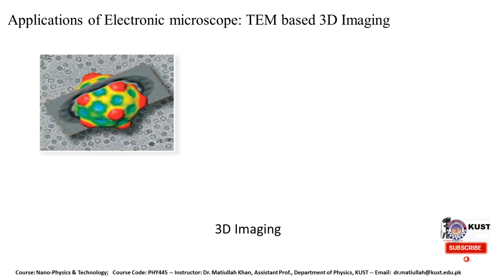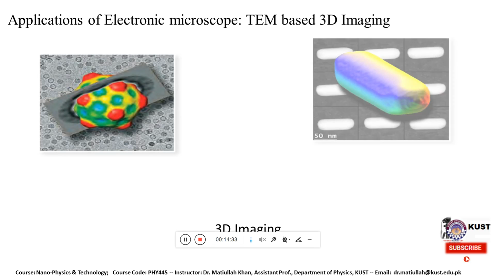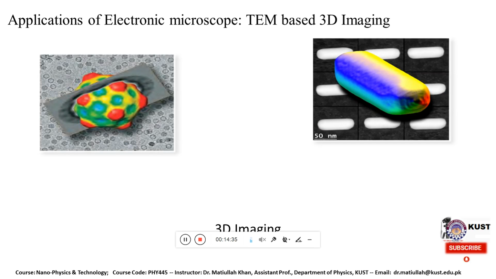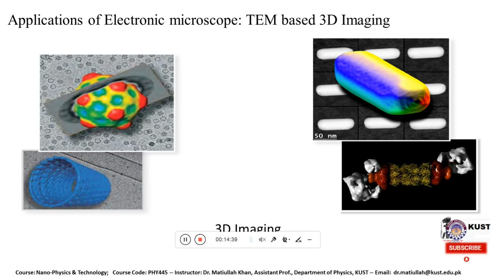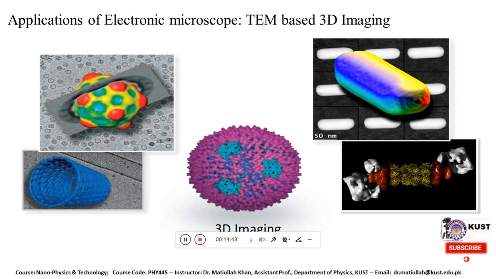So we have the applications of electron microscopy. We have TEM based 3D imaging. This is really very interesting, because we can get very beautiful three-dimensional images of the material with the help of TEM. Here some images from the materials are present. You see we have nano shapes, 3D images from the samples.